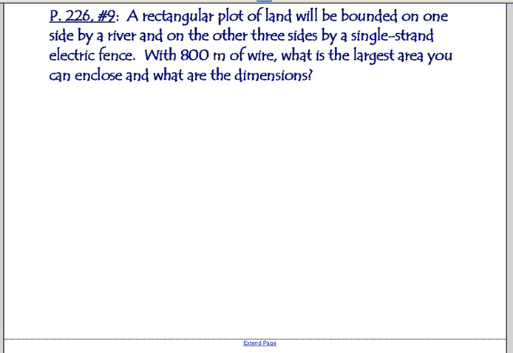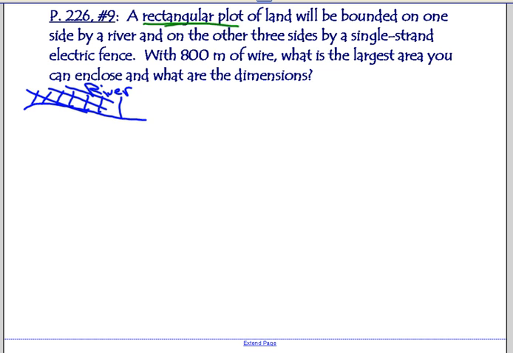So let's start with a little bit of a picture here. We've got a river, so we'll pretend over here is our river. And we're going to make a rectangular field. A rectangular plot of land. We're going to enclose that rectangular plot of land with a fence.